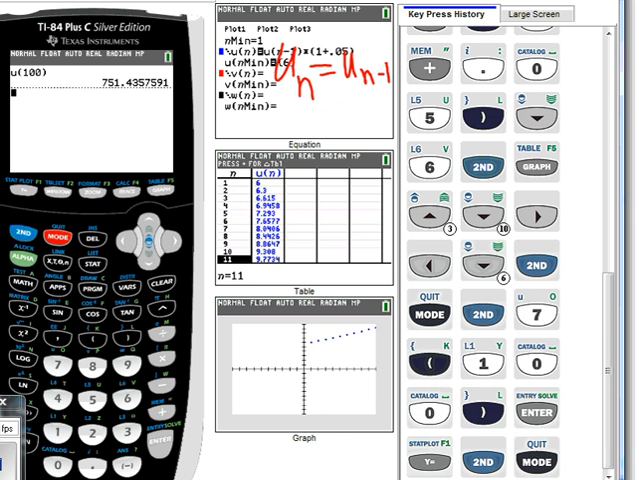All right. Did everybody else get that, or did they figure out what they're doing wrong? If you ever get errors, if you ever get something weird, it's always because you plugged it into your y equals screen incorrectly. That's the only thing that can possibly go wrong.